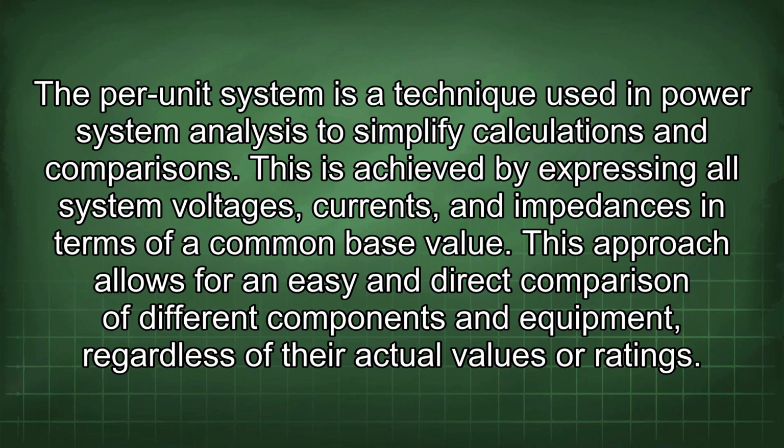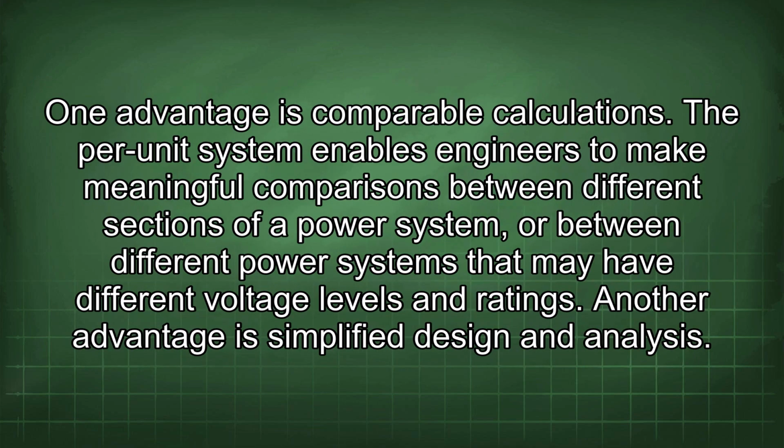The per unit system is a technique used in power system analysis to simplify calculations and comparisons. This is achieved by expressing all system voltages, currents, and impedances in terms of a common base value. This approach allows for an easy and direct comparison of different components and equipment, regardless of their actual values or ratings. One advantage is comparable calculations.